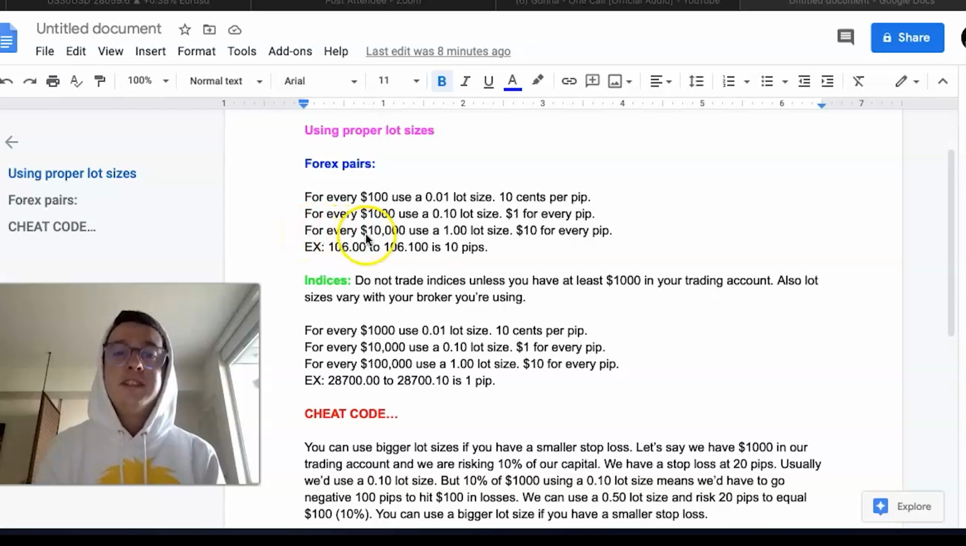Okay, so for every $10,000 you have in your trading account, use a 1.00 lot, a $1 lot. So for every pip that you catch, you're going to be making $10. So if you catch 10 pips using a standard lot, you're up $100. You catch 100 pips using a standard lot, you're up $1,000. So it's really going to get interesting.